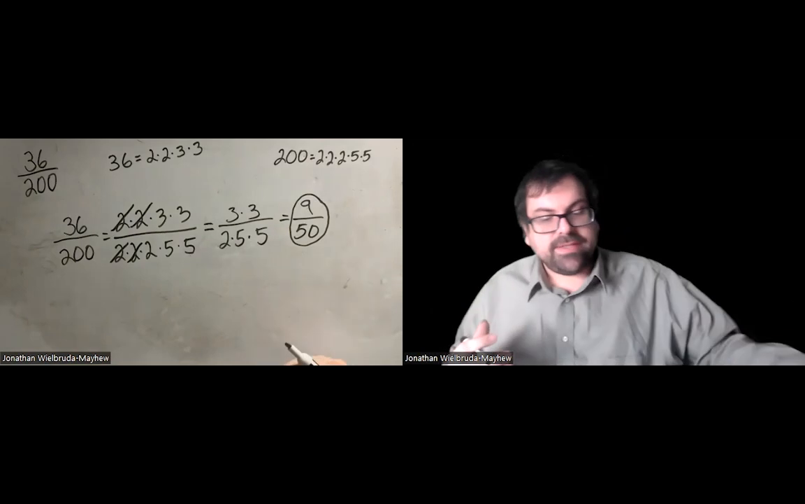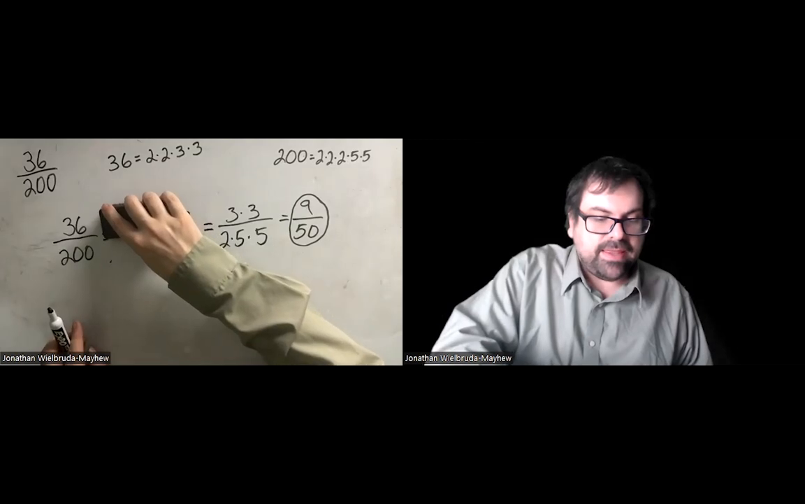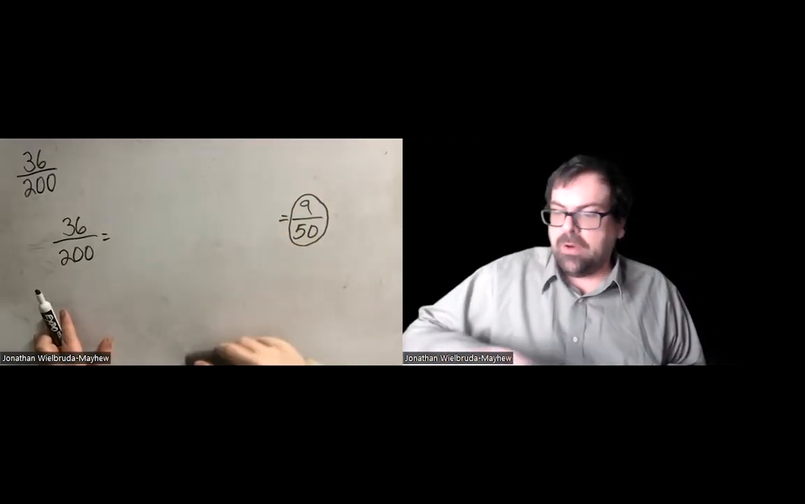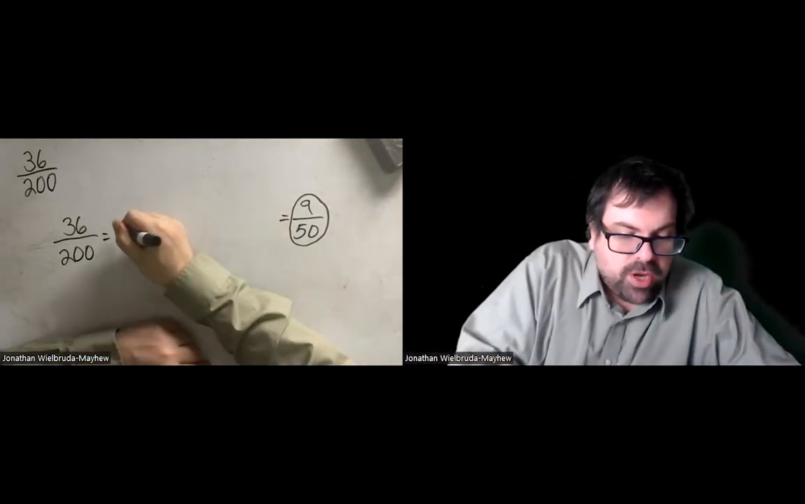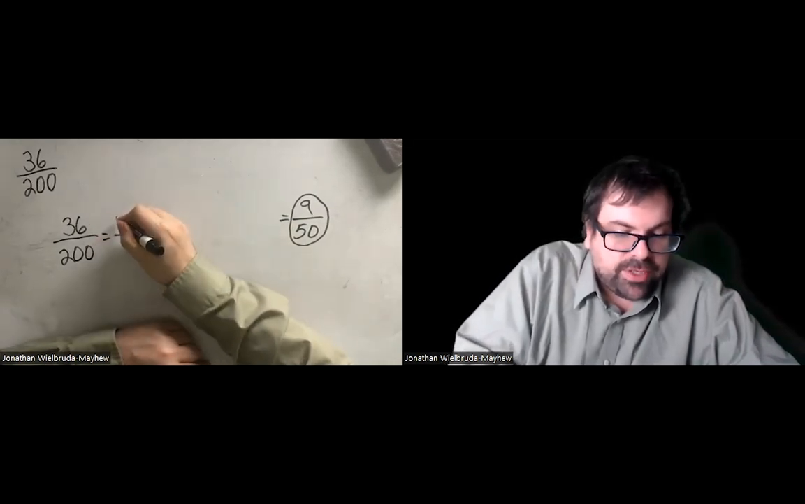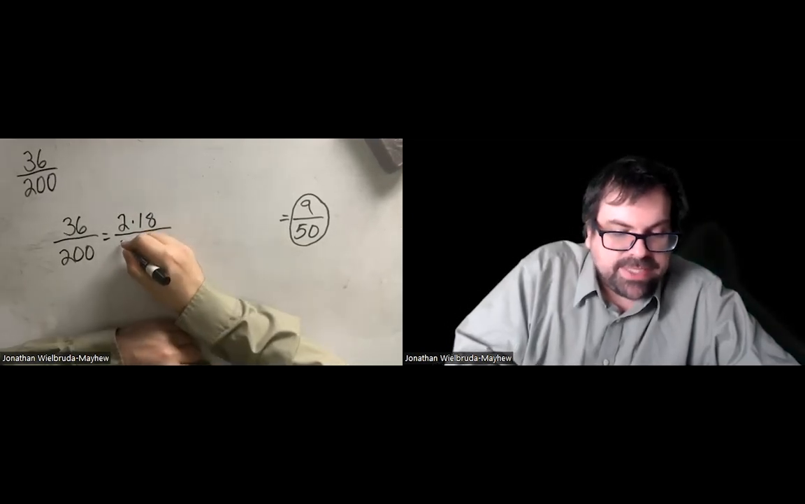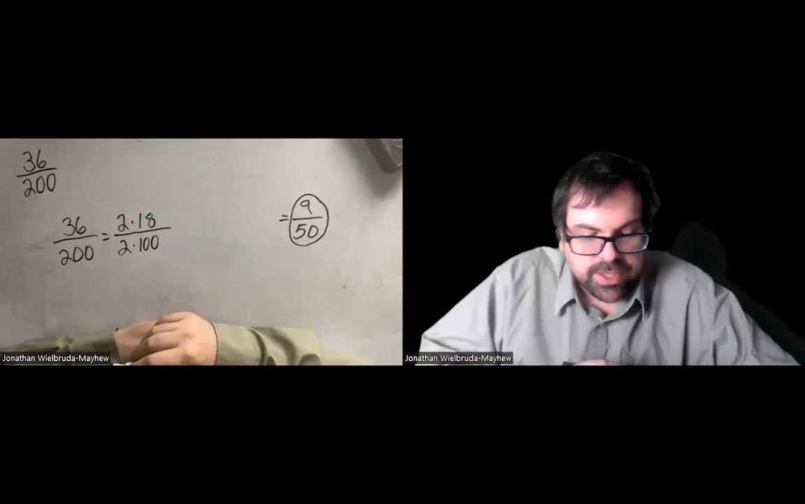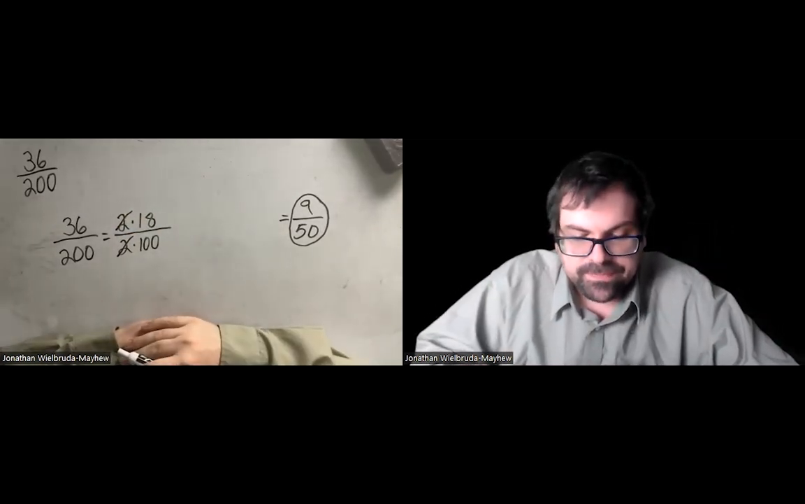And there are some other methods you could use, but it all comes down to the fact that these are the prime factorizations. How else could we get to 9/50 here? Well, we can just notice that 36 and 200 have a factor of 2 in common. 36 is 2 times 18. 200 is 2 times 100. We can cancel the 2's.